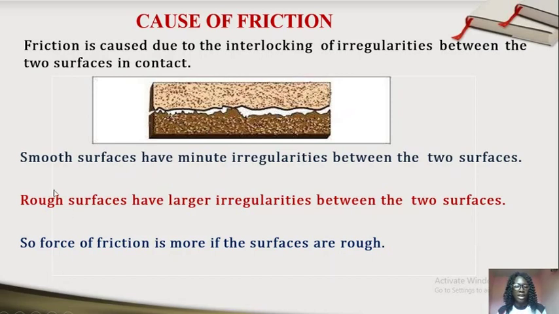So for a smooth surface, we have a very little irregularity between two surfaces, and for a rough surface, we have a large irregularity between them. So we can say that force of friction is small if the surface is smooth, and large if it is rough, just like I said earlier. So in general, if you're asked what is the cause of friction, you simply say friction is caused by the interlocking of irregularities between two surfaces. Or you can say friction is the irregularity that occurs between two surfaces in contact. That's just one line, you've said it.